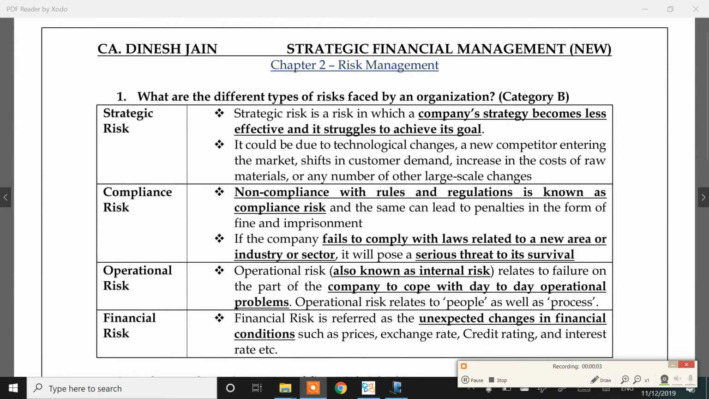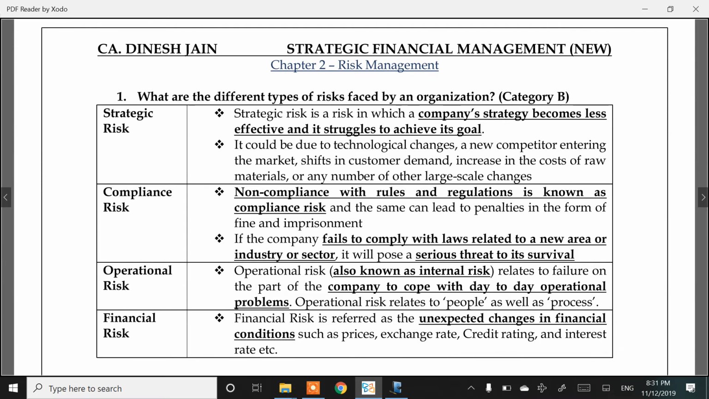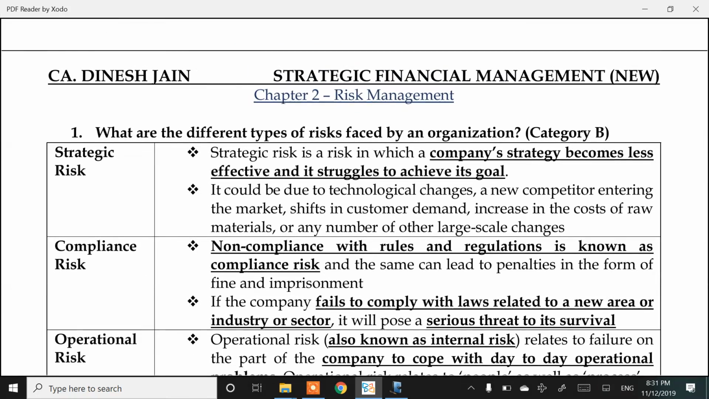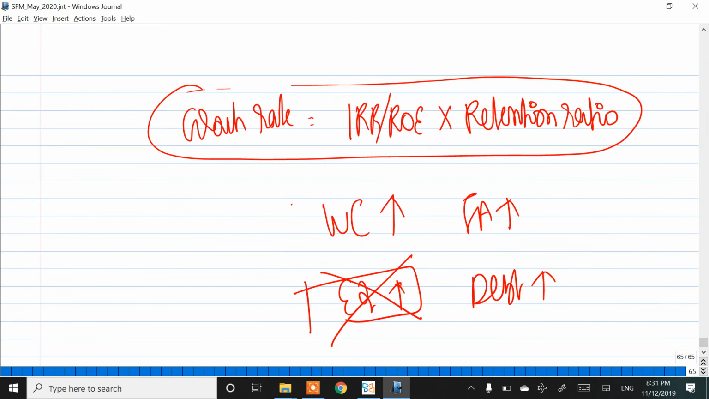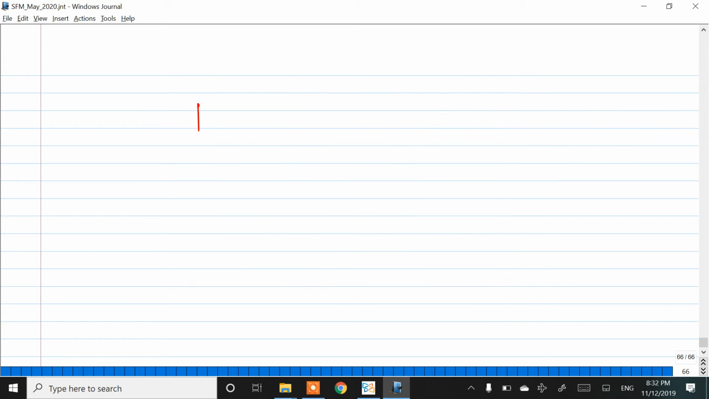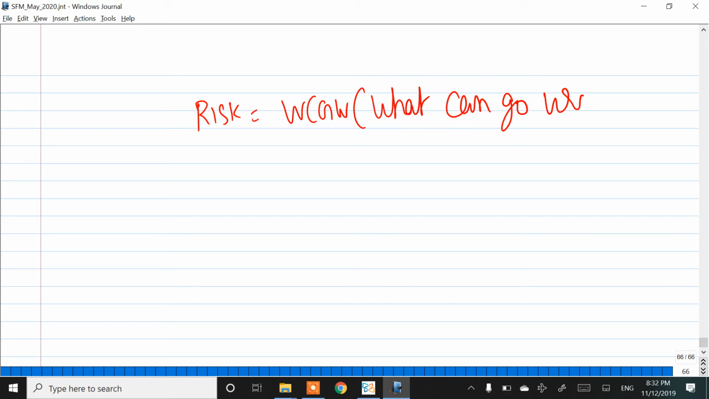Hi friends, now we'll start with chapter 2, which is on risk management. Let's first understand what the term risk means. Risk is basically nothing but what can go wrong for an organization. So risk is equal to WCGW, which means what can go wrong. From an organization's point of view, risk management is extremely critical, because if I'm not focusing on it, there is a possibility that I may go out of business.